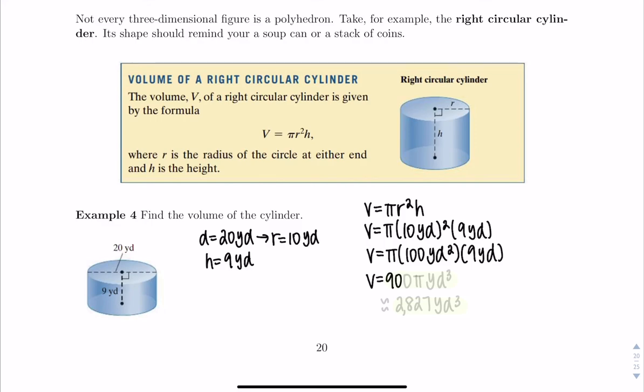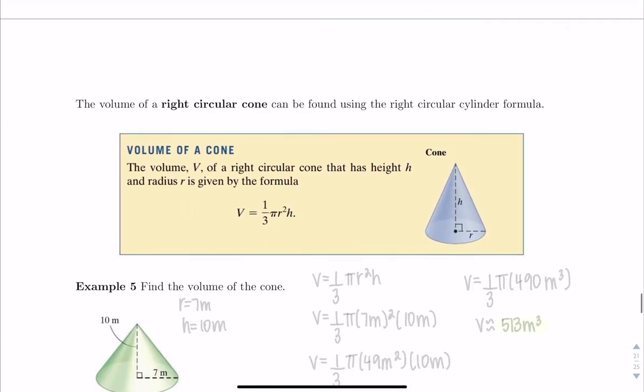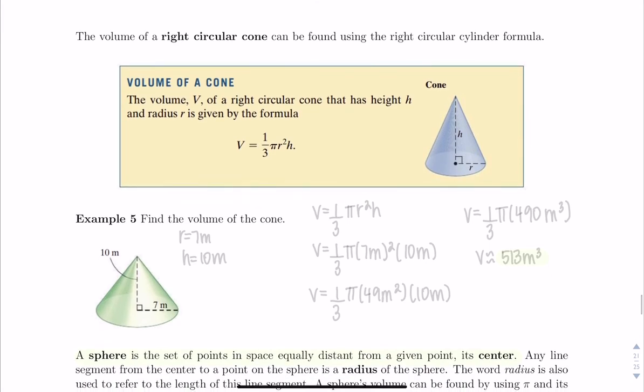This gives us 900 pi cubic yards, and we can use 3.14 as an approximation, and I'm getting 2,827 cubic yards. Building on this, we can now find the volume of a cone. So the volume of a cone is 1/3 times pi times r squared times h, where r is again the radius and h is the height.